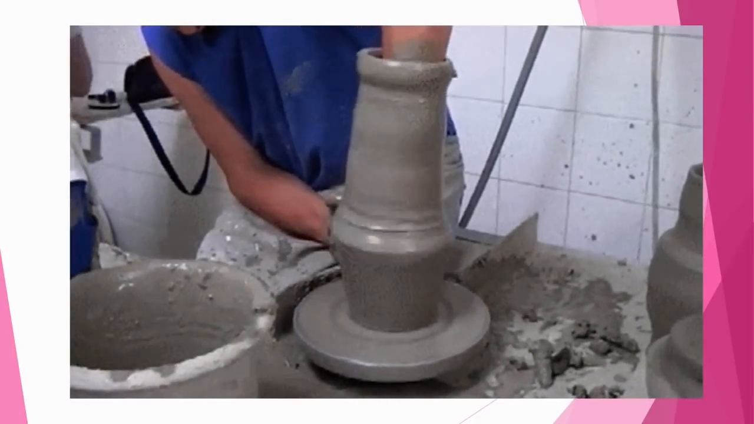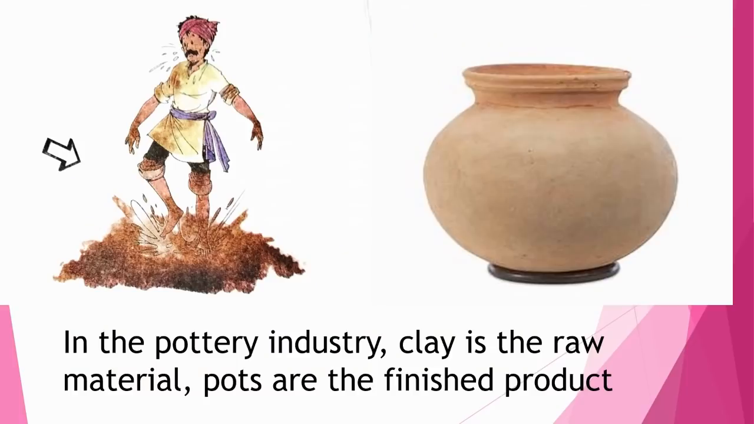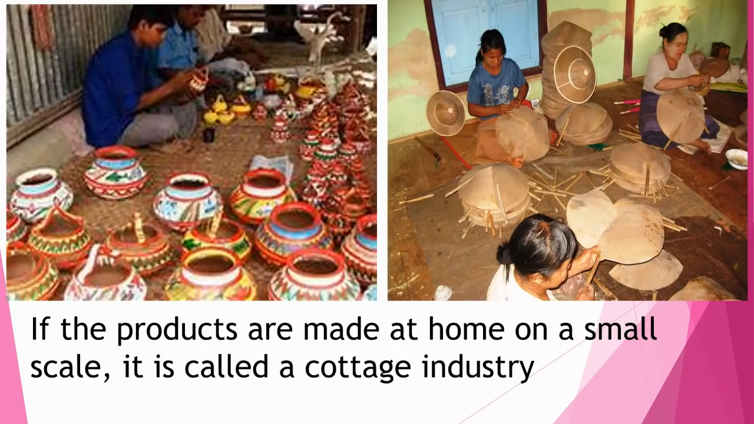So in the pottery industry, clay is the raw material. Pots are the finished product. So students, a process includes whatever is done to make the finished product. What is our finished product? It is a pot. And the raw material here is clay. So the process includes whatever is done to make the finished product from the raw material. Such a process is called industry. Have you understood, students?